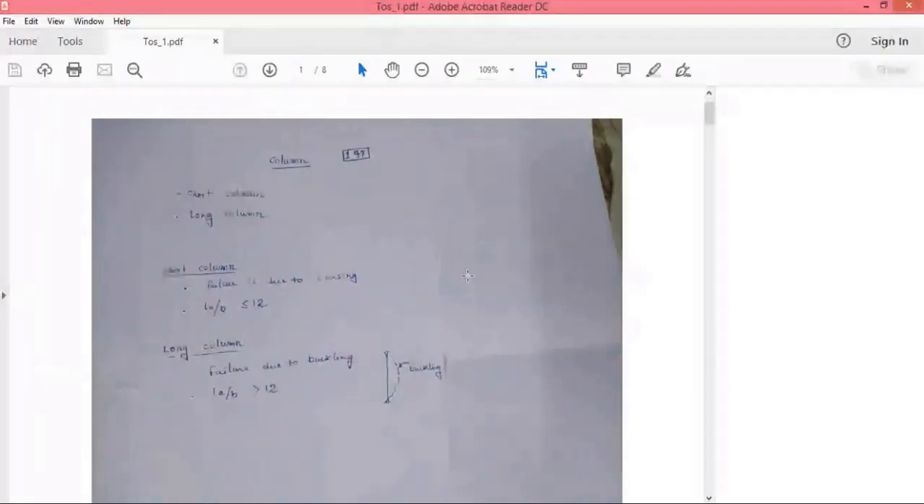The crushing failure is failure of the column material, but the buckling failure is failure of the column configuration, or it is called form failure. The buckling failure is an example of a form failure.